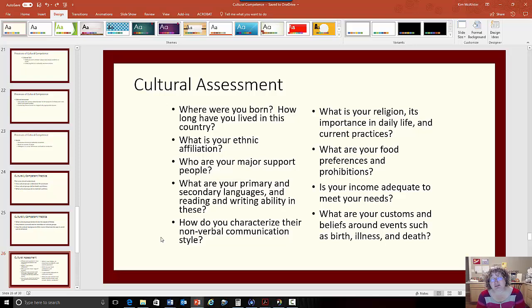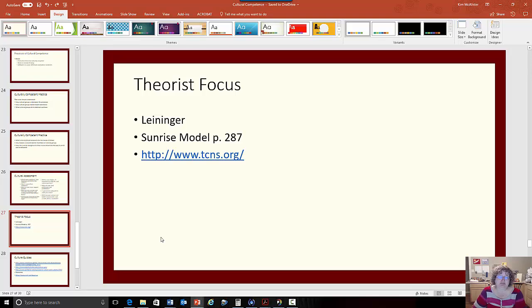And if you don't feel like these questions are giving you the information that you need, you can certainly add other ones. These questions may lead to other questions. In other words, when talking about their religion, its importance in daily life and current practices, there may be something that they respond to that requires you to elicit more information. So understand this particular slide is not exhaustive or all-inclusive. This is kind of a tool to get you started.